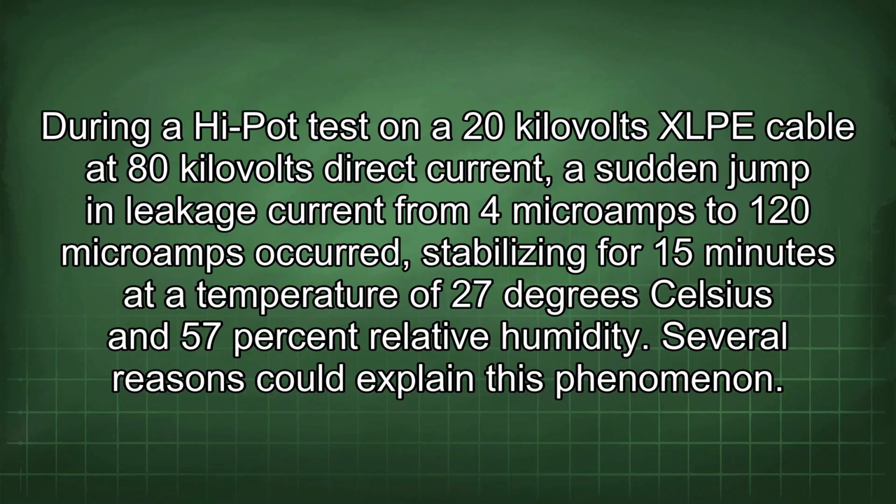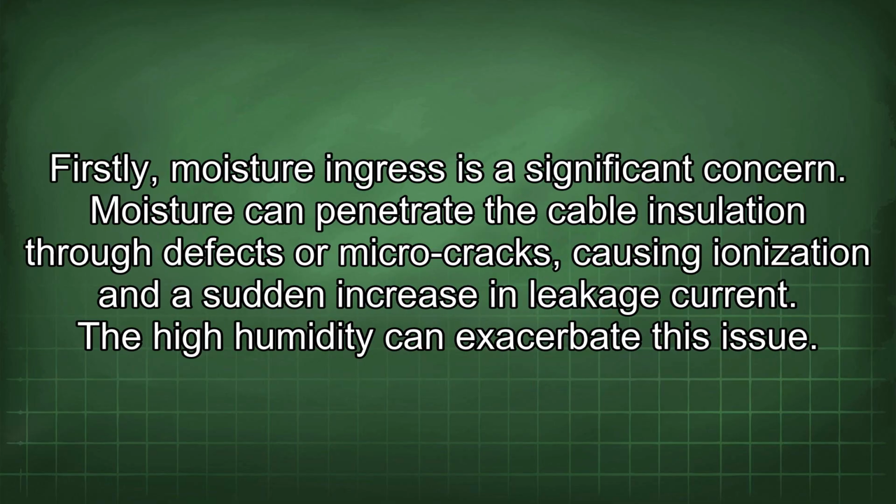During a high pot test on a 20 kV XLP cable at 80 kV direct current, a sudden jump in leakage current from 4 microamps to 120 microamps occurred, stabilizing for 15 minutes at a temperature of 27 degrees Celsius and 57% relative humidity. Several reasons could explain this phenomenon. Firstly, moisture ingress is a significant concern.